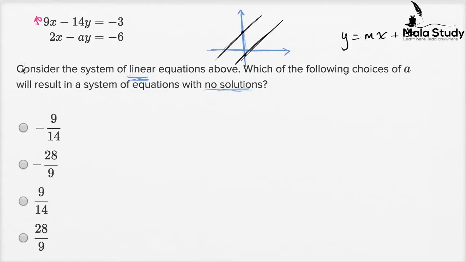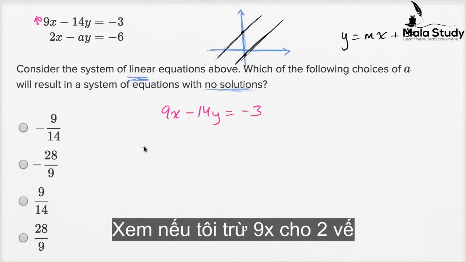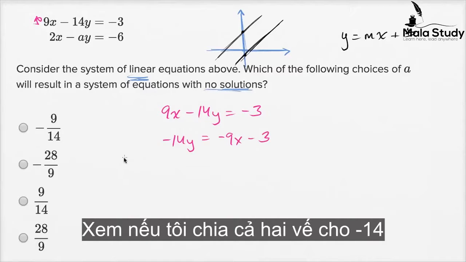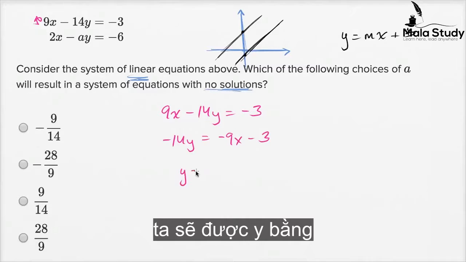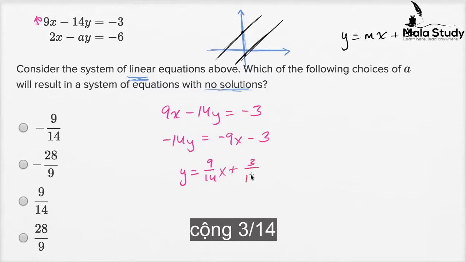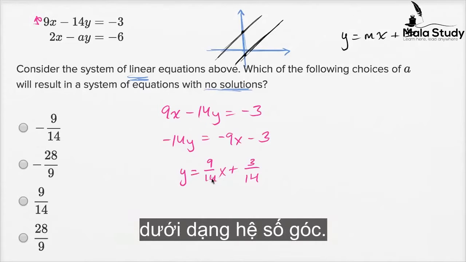First I'll do this one up here. So you have 9x minus 14y is equal to negative 3. If I subtract 9x from both sides, I get negative 14y is equal to negative 9x minus 3. If I divide both sides by negative 14, I get y is equal to negative 9 divided by negative 14, which is positive 9 over 14 x, and then plus 3 over 14. So that's this line written in slope-intercept form.